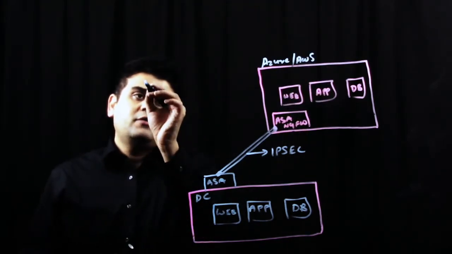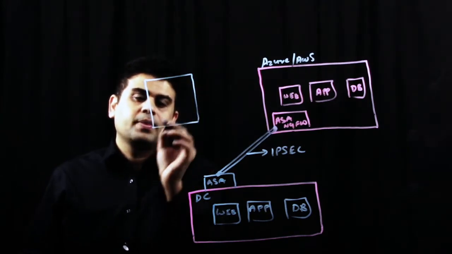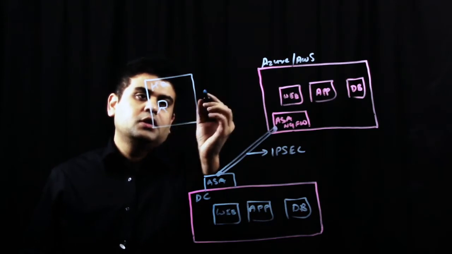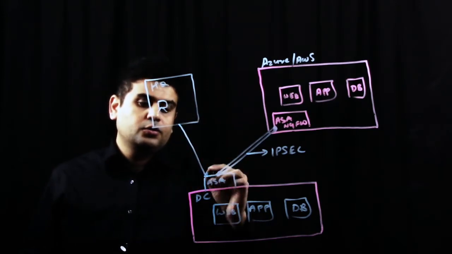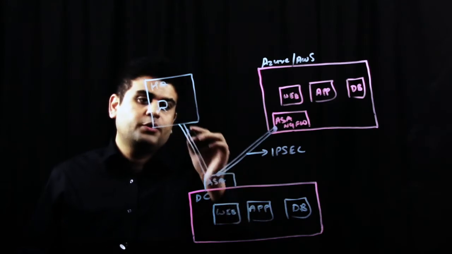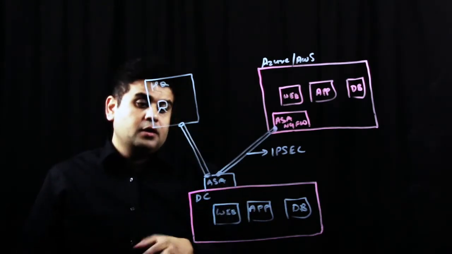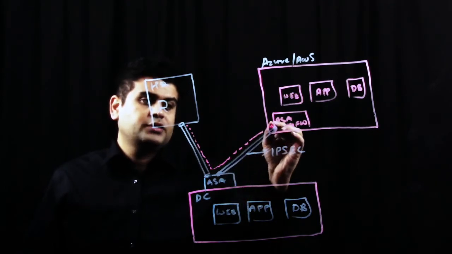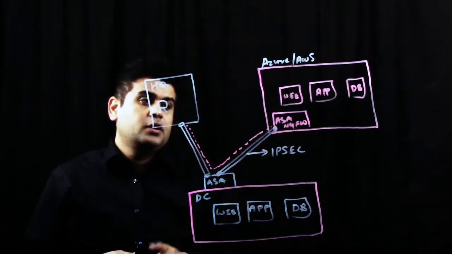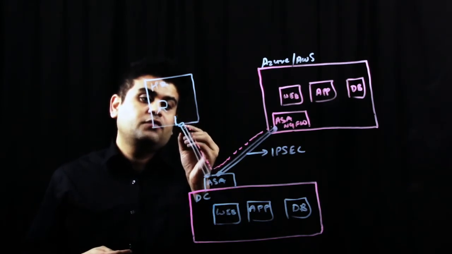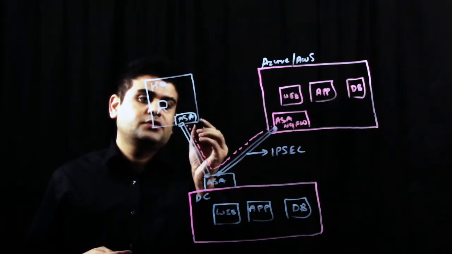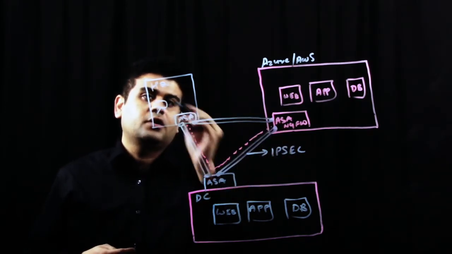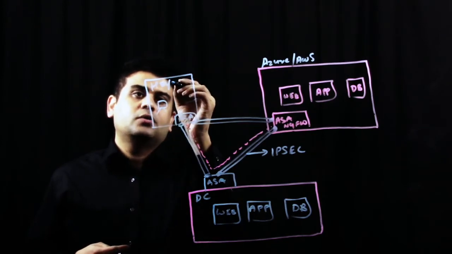Now, I have my head office or headquarters. From headquarters, I have users. These users can go to the corporate data center and come back to the public cloud to access these resources, or we can bring up a site-to-site VPN tunnel. So there is another ASA here. We can bring up a site-to-site tunnel directly from our corporate data center. This can be headquarters or any of the branches.